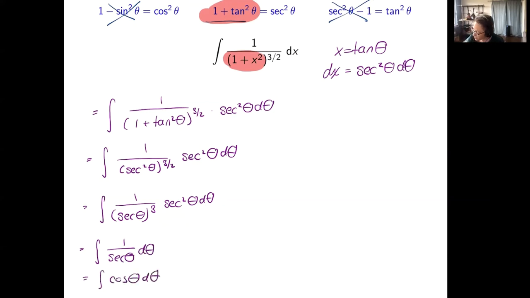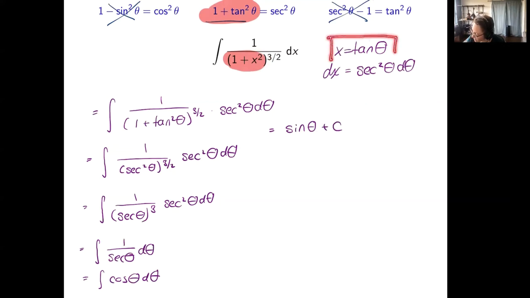So I started with something that I didn't necessarily know how to integrate, and now I've got something that I can absolutely integrate. The antiderivative of cosine theta is, remember, positive sine theta plus c. Now that we've gotten our calculus out of the way, it's time for a trigonometric portion again. Theta is something I made up, so I need to get everything back in terms of x, and to do that, we're going to use a right triangle.